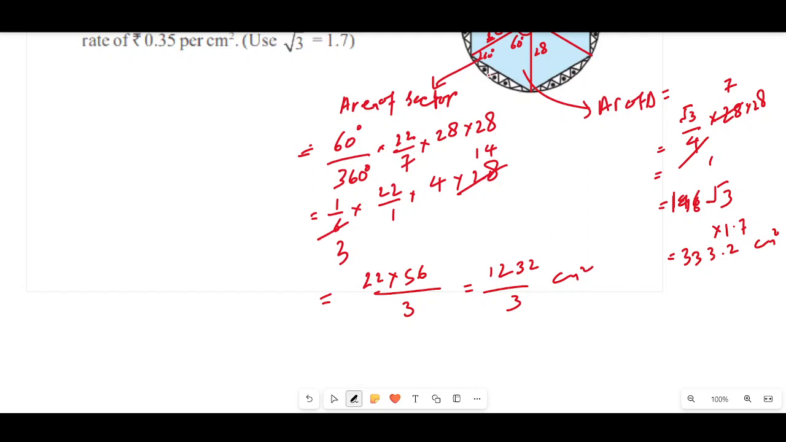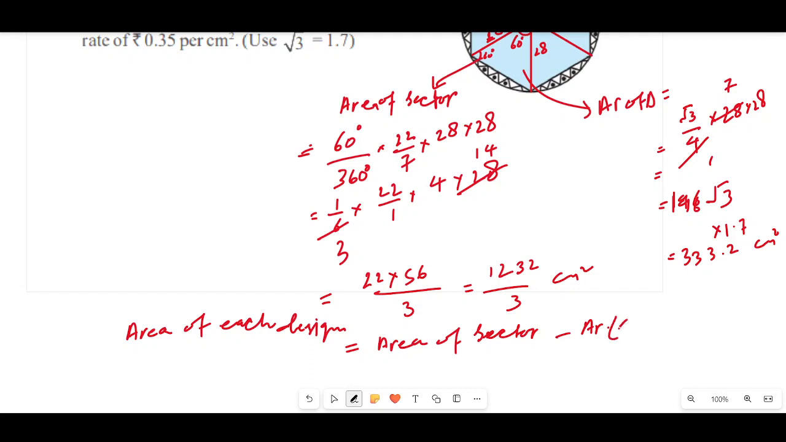find the area of this design, each design. So area of each design will be, if we subtract sector minus area of sector minus area of triangle. Clear?